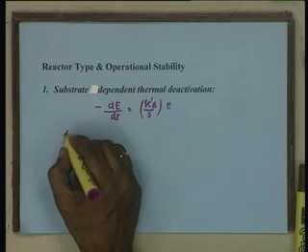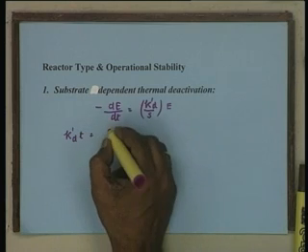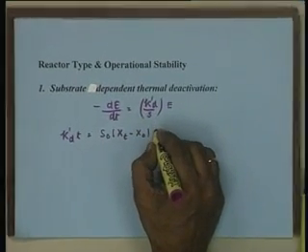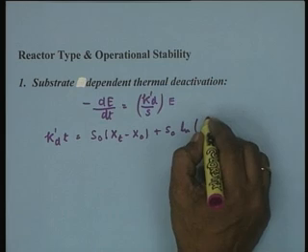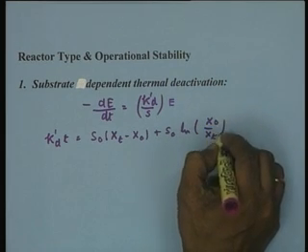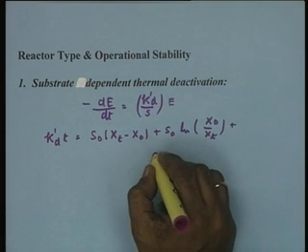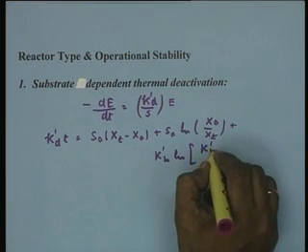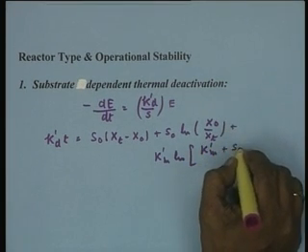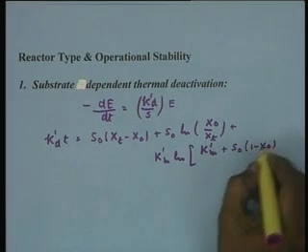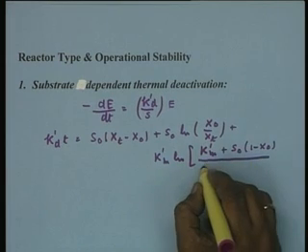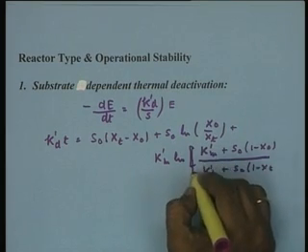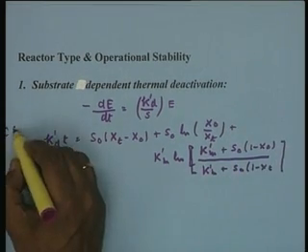that is, k dash d into t equal to S0 (x t minus x 0) plus S0 ln (x 0 upon x t) plus k dash m ln ((k dash m plus S0 (1 minus x 0)) upon (k dash m plus S0 (1 minus x t))). Now, this is for CSTR.